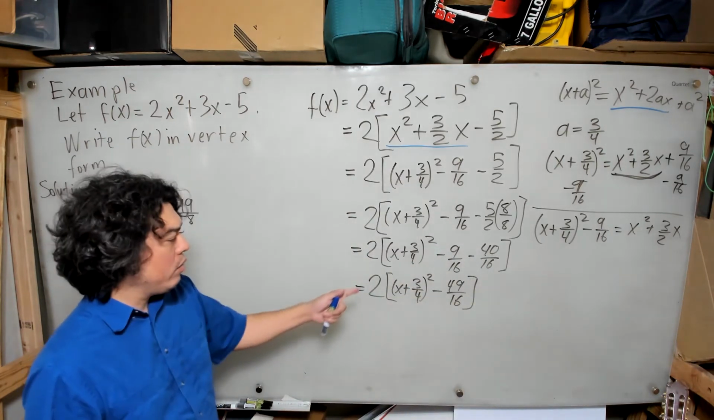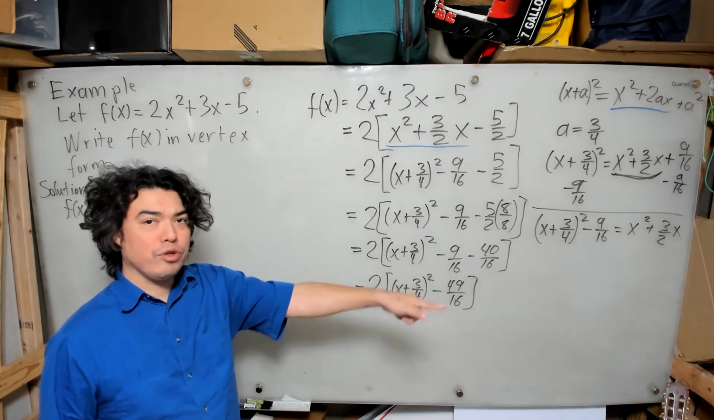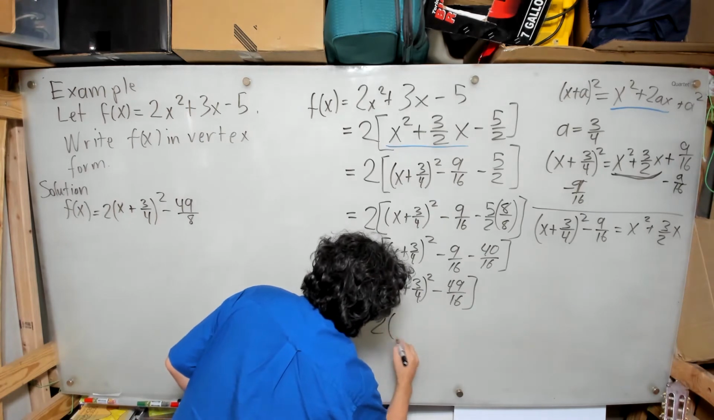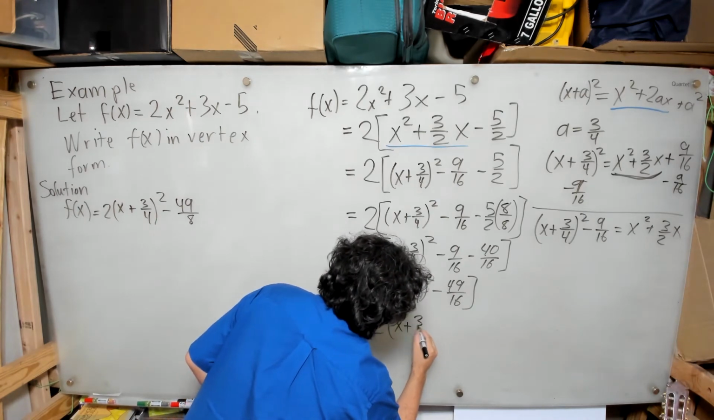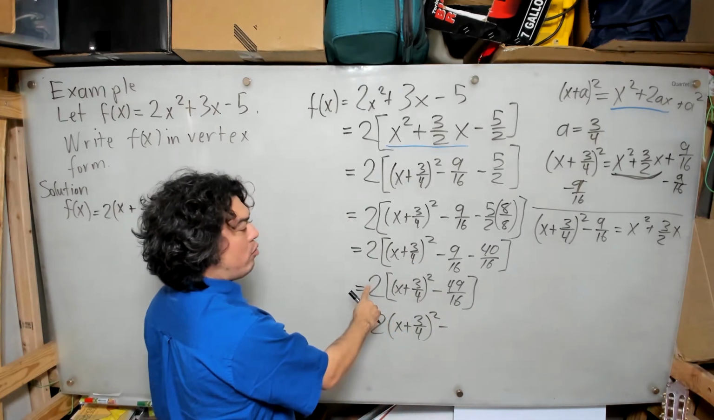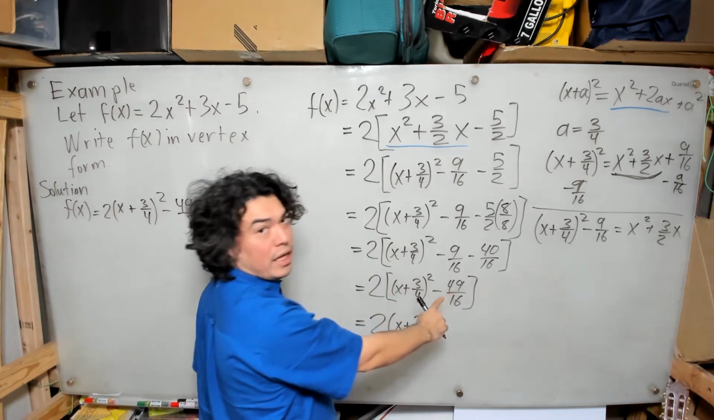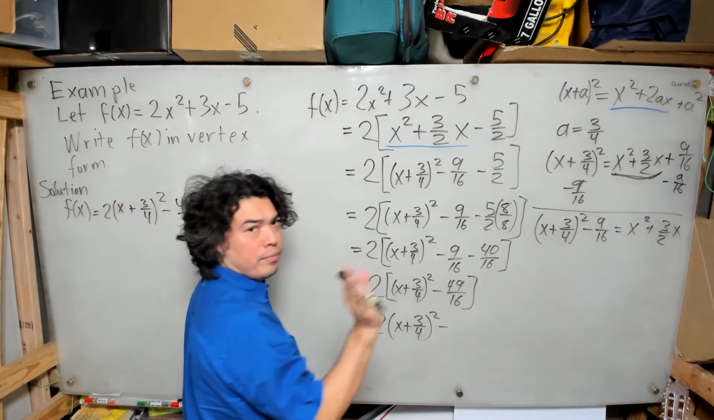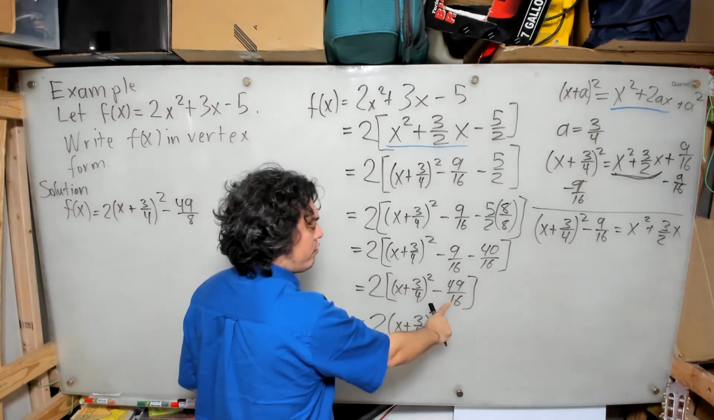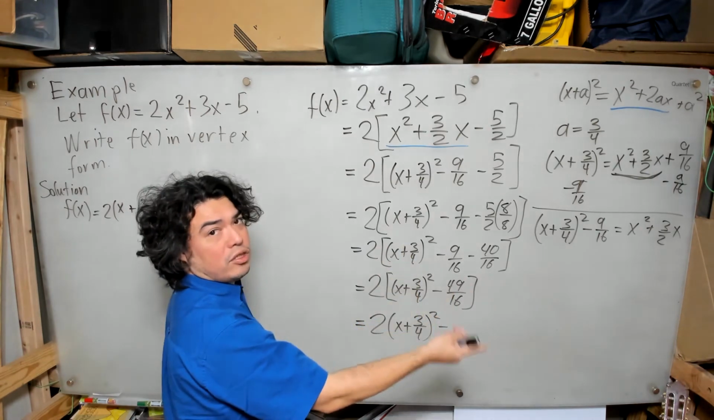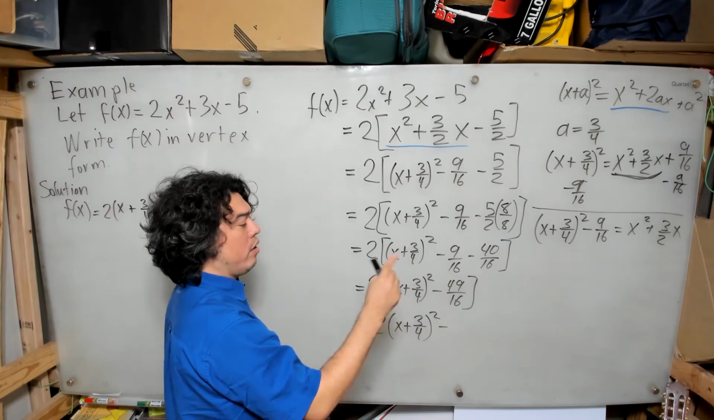Then finally, when we're in this form, we can distribute our 2 inside. So it becomes 2, x plus 3 over 4 squared minus, now if I multiply the 2 times 49, I'm going to get 96 on the top. So I'm going to have 96 over, I'm sorry. If I multiply the 2 times this fraction, I'm going to get 98 over 16. And when I divide the top and bottom by 2, I'll get 49 over 8.